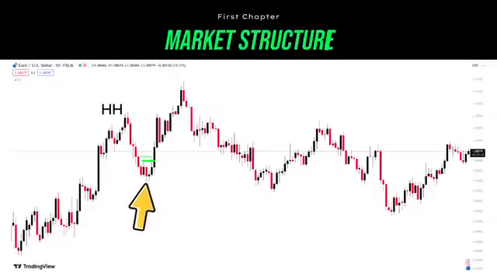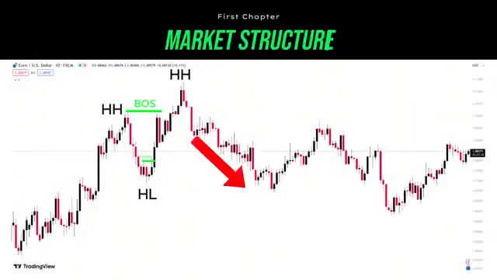This structure marks the end of the pullback and validates the formation of the high time frame higher low. This shifts the low time frame structure and aligns the price with the high time frame by going up, breaking the last high time frame higher high, and creating another high time frame higher high.